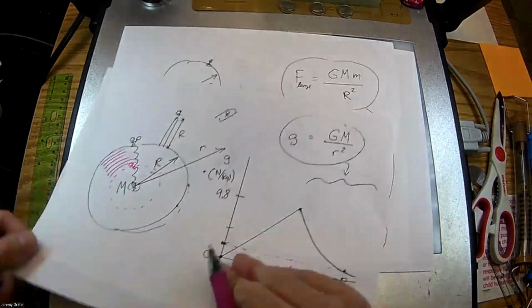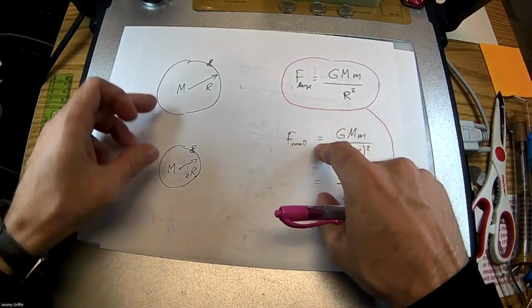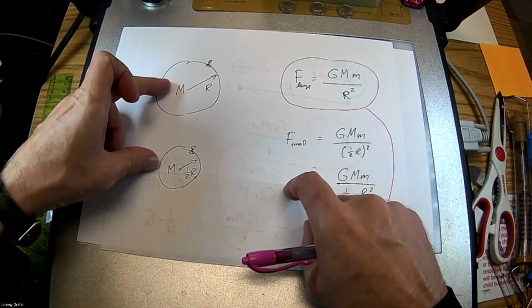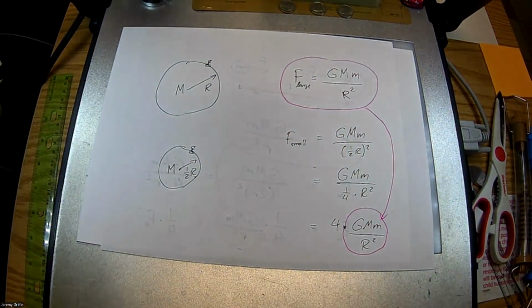But if you have some planet and you crunch it down, you're effectively getting closer to the center, but it's the same mass that's pulling you. It's just at a closer distance. So you actually would feel heavier.